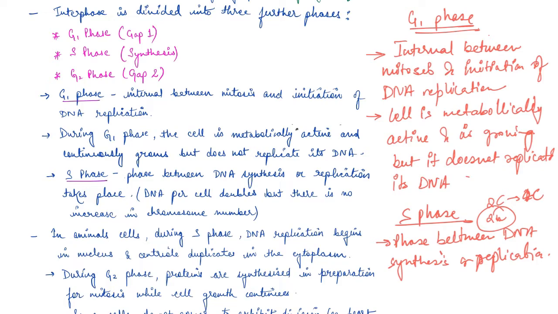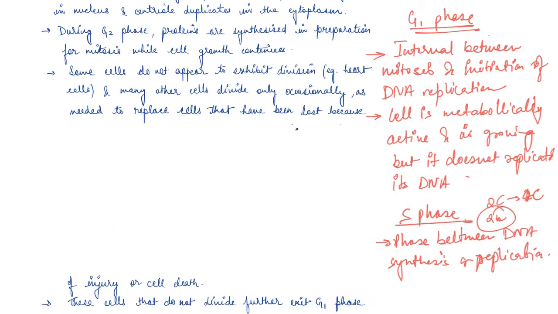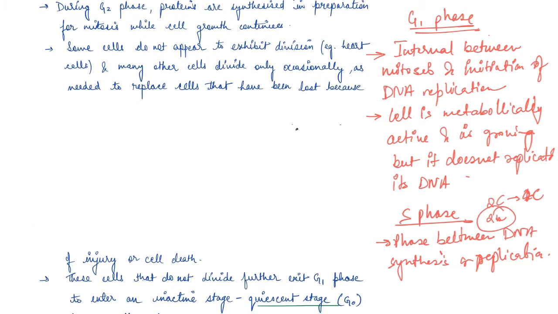Now, in animal cells, what happens during the synthesis phase, during S phase? DNA replication begins in the nucleus, right? So it begins in the nucleus and the centriole duplicates in the cytoplasm. Remember that again, right? Now, what happens in G2 phase? Basically, during G2 phase, proteins are synthesized in preparation for mitosis and cell growth continues, right?